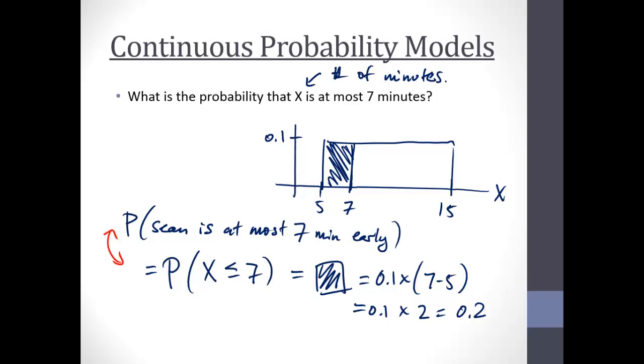Is everyone okay with what I did there? I wrote out the probability of Sean being at most 7 minutes early. Is everyone okay with me going from that to the probability of x being less than or equal to 7? We're going to see why that's the same thing. Our notation is just going to allow us to write things out in shortened form, so I'm going to start doing this more as we go forward.